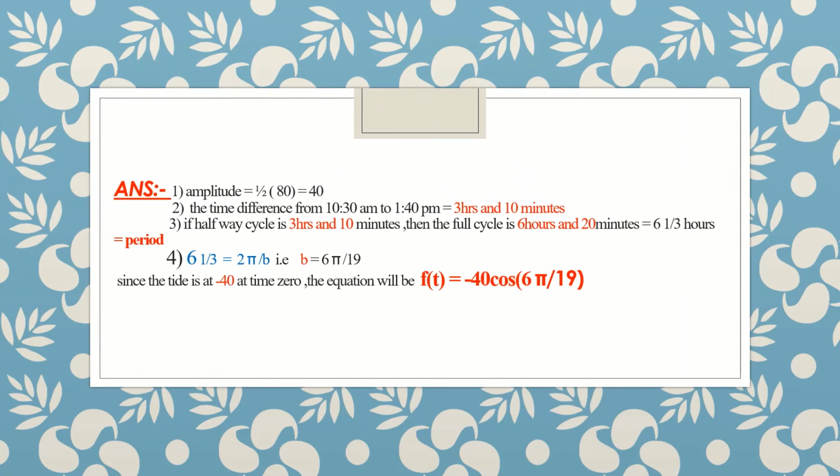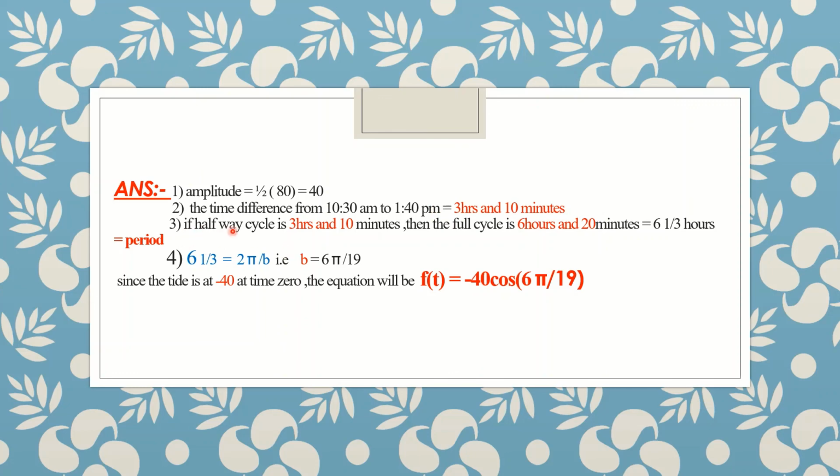The difference between the low tide and high tide is 80 inches, which means the amplitude is 1/2 times 80, which is 40. The amplitude is 40. The time difference from 10:30 a.m. to 1:40 p.m. is 3 hours and 10 minutes. This is just halfway of the cycle.